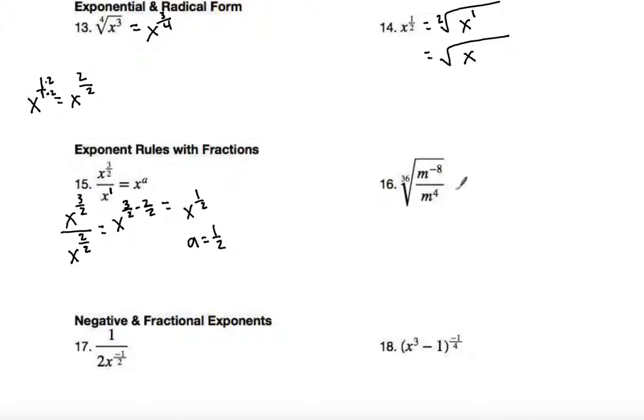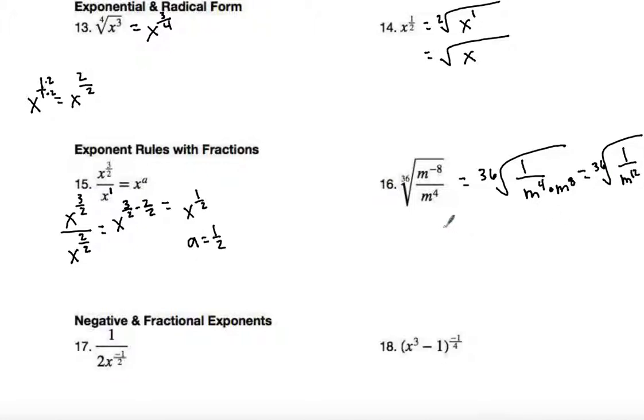Okay? In number 16, I've got the 36th root of m to the negative 8 over m to the 4th. So the first thing I'm going to do is rewrite this so that I move that negative 8 to the bottom. So this is going to be 1 over m to the 4th times m to the 8th, which means I would have the 36th root of 1 over m to the 12th.